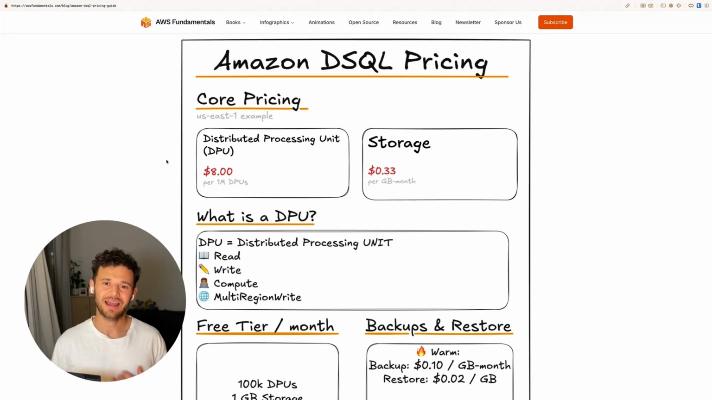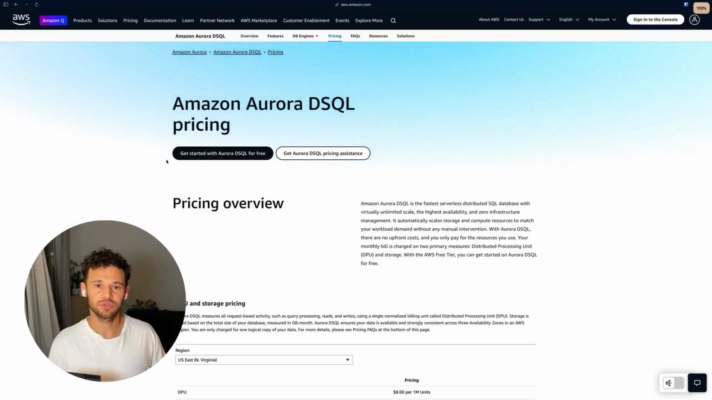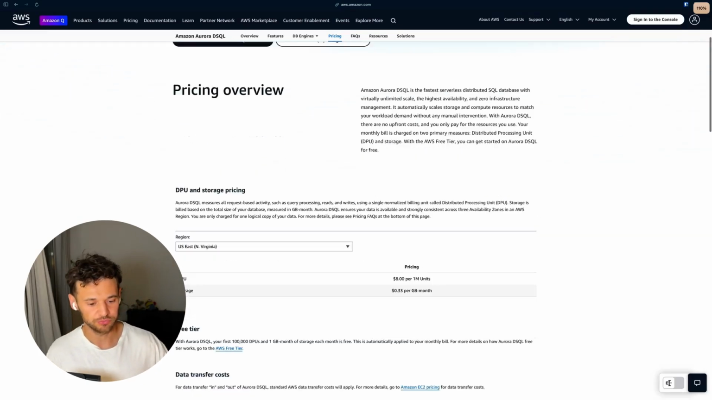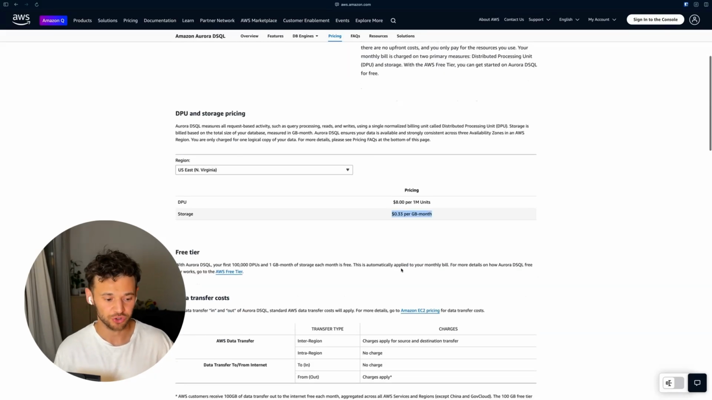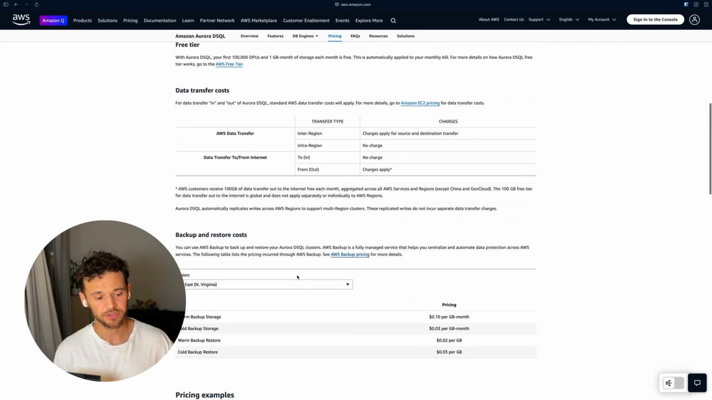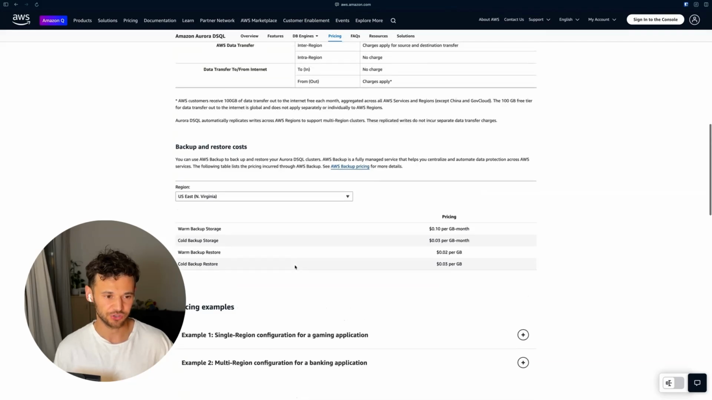So first of all, I wanted to understand what a DPU actually is. So what I did naturally, I looked at the developer documentation. If you look on the pricing page, you get the overview I just showed you. So let's have a look over here in US East 1. We can see a DPU, $8 per 1 million units and 33 cents per gigabyte-month for storage. Of course, we have a free tier, we have data transfer costs, backup costs, and so on.